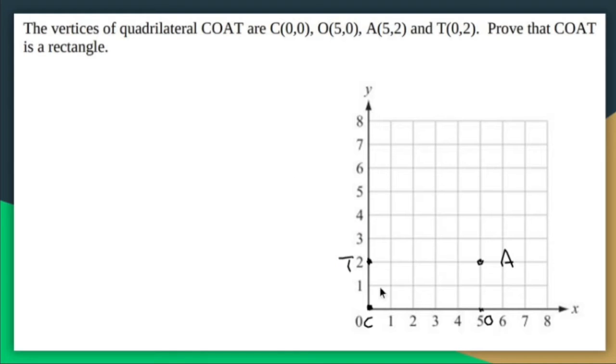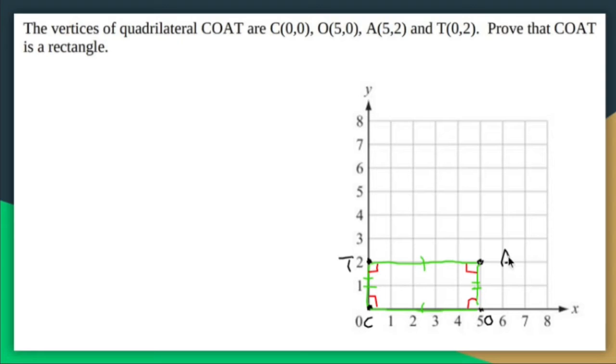All right, so I have this picture here. In order for something to be a rectangle, we need to show two main things. Thing number one, we need to show opposite sides are congruent. And thing number two, we need to show that all four angles are 90 degrees.